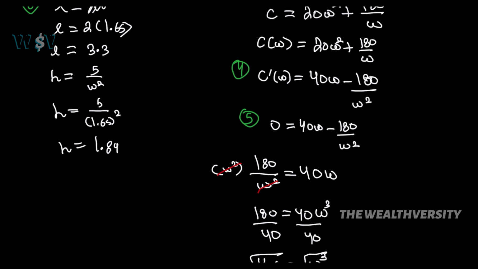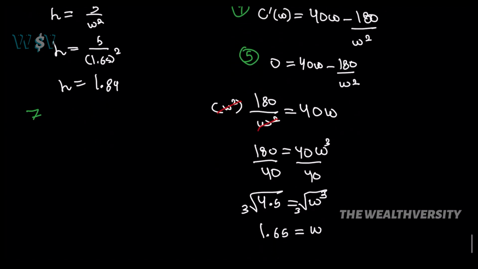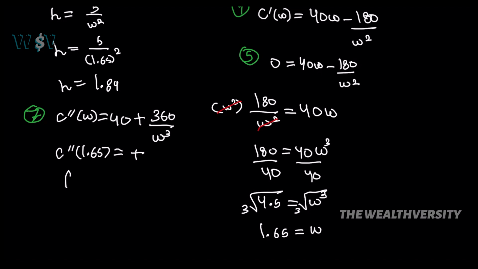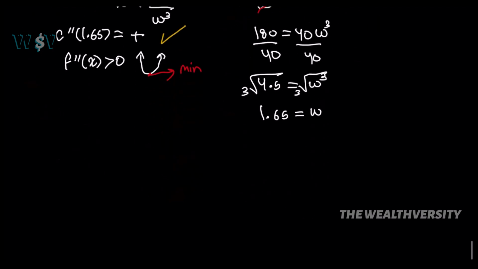Now let's use the second derivative test to actually confirm that these dimensions will give the minimum. So the second derivative is 40 plus 360 divided by w cubed. When we sub in 1.65 for w, we get a positive number. This means that the function is concave up at that value, meaning that a minimum occurs at that value. Now that we have confirmed using the second derivative test, we have all our correct dimensions.